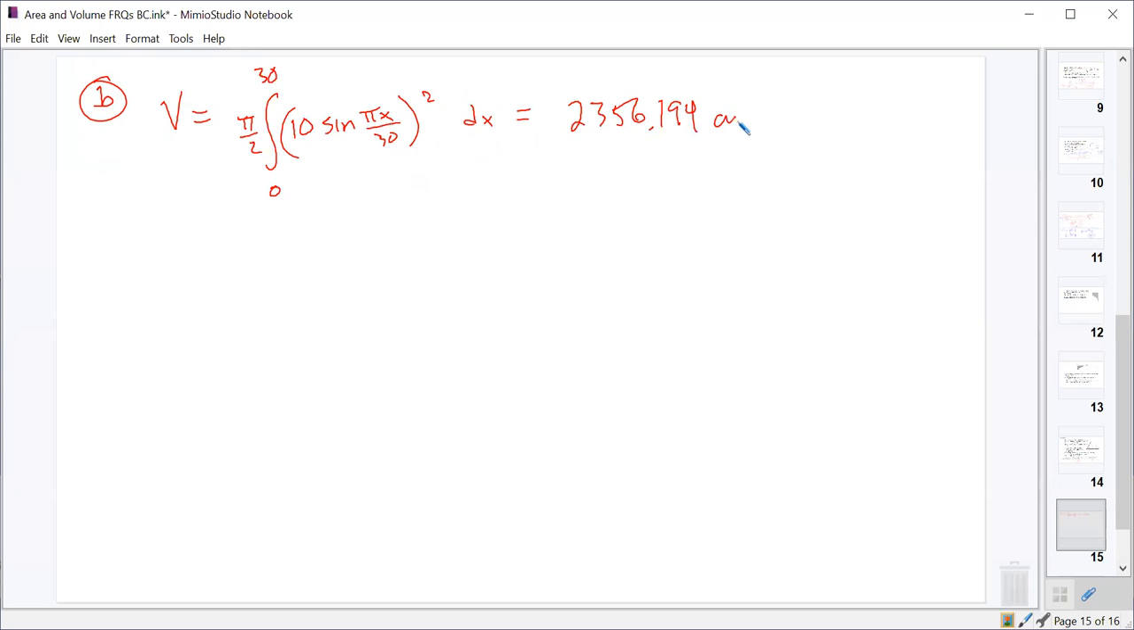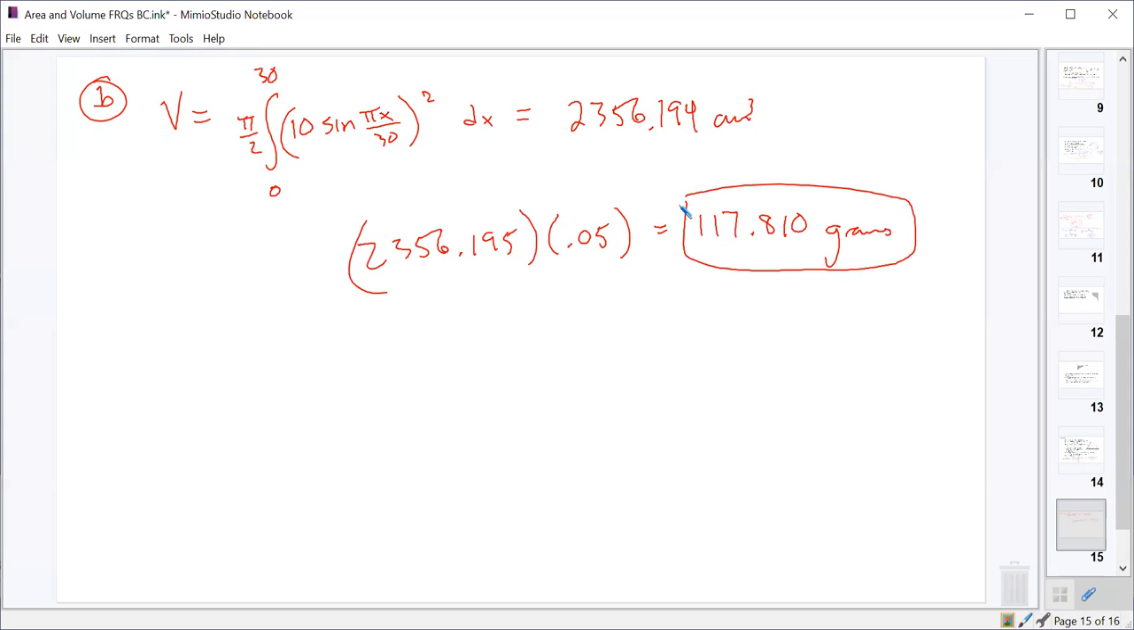And that was 2,356.194 centimeters cubed for our integral. And then we want to know what that is times 0.05. If you multiply those out, it looks like you get 117.810 grams of unsweetened chocolate. And so 2 points for the right setup with the integral, 1 point for the final answer. Good or no?